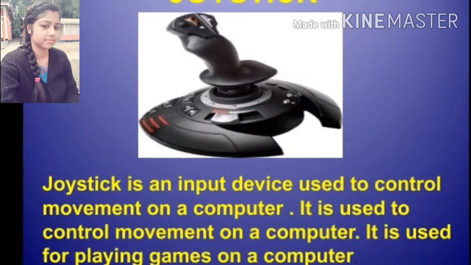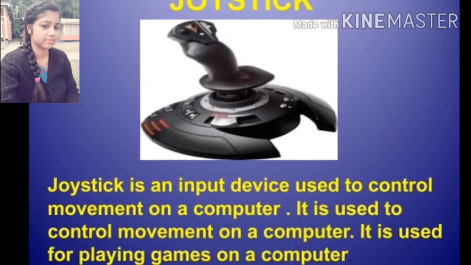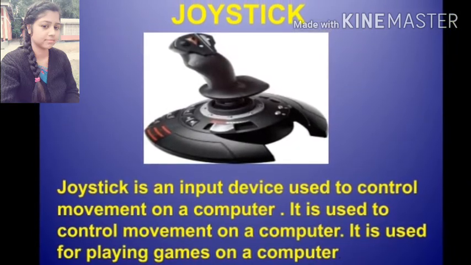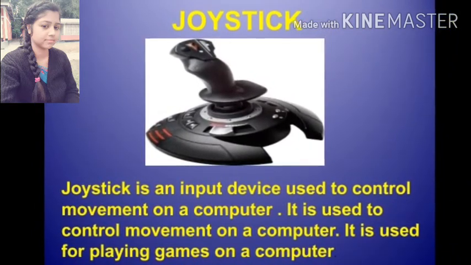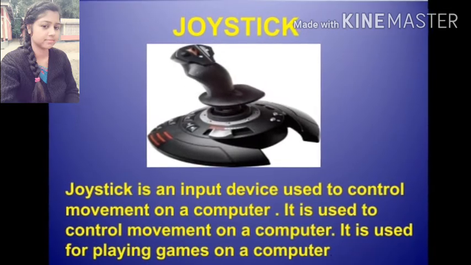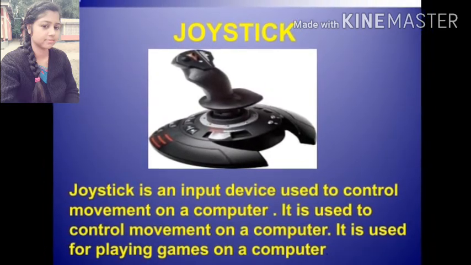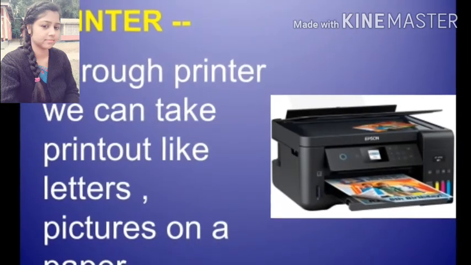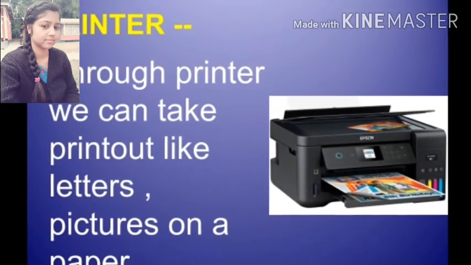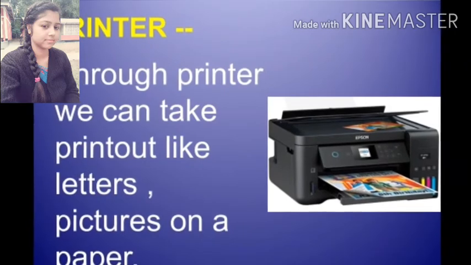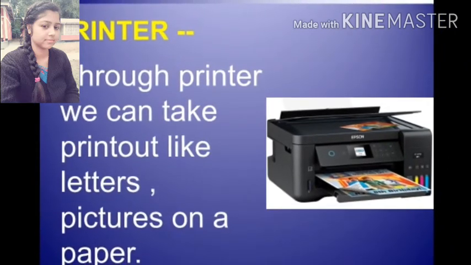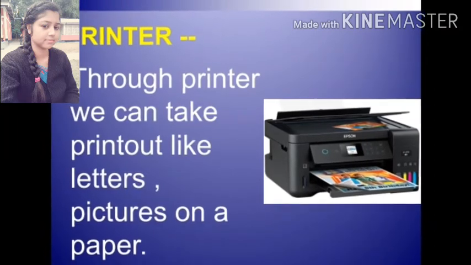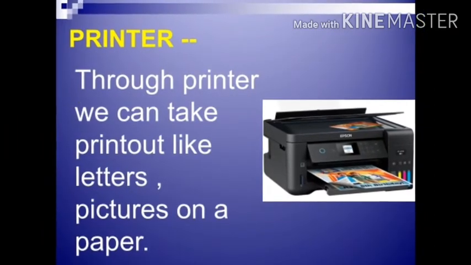Another part is joystick. A joystick is an input device and it is used to control movement on a computer. Through a joystick we can play games on a computer. Now printer. Through a printer we can take printouts like letters, pictures and other documents on paper.